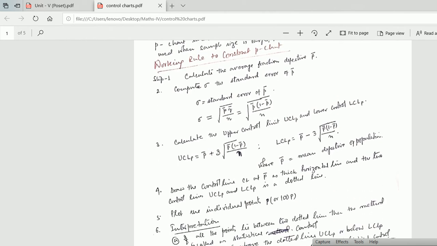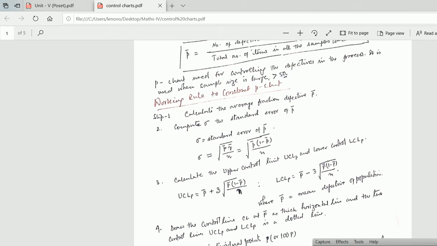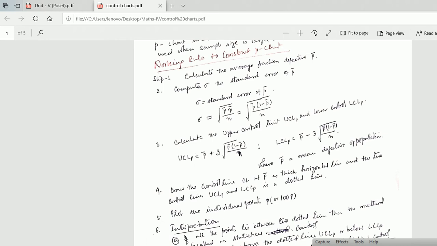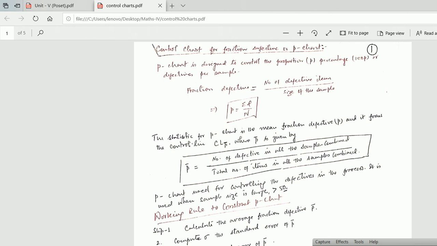Now third step. Calculate the upper control limit UCL P for the P chart, and the lower control limit LCL P. UCL P is equal to P bar plus 3 under root P bar into 1 minus P bar upon small n, and LCL P, that is lower control limit for P, is equal to P bar minus 3 under root P bar into 1 minus P bar upon n, where P bar is the mean defective of the population.